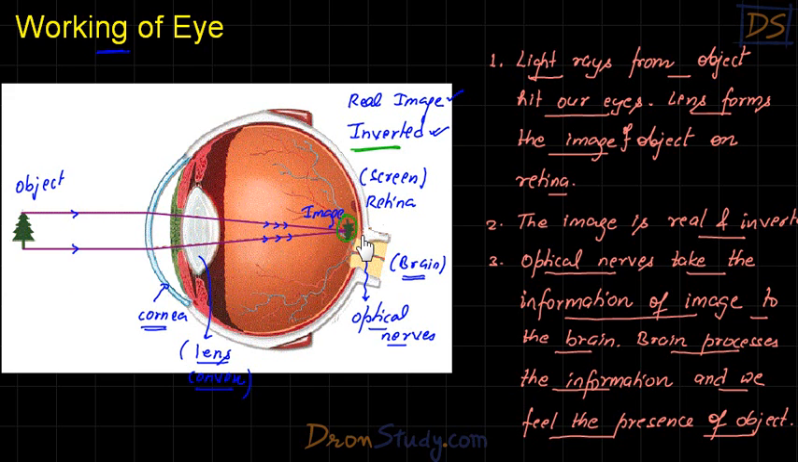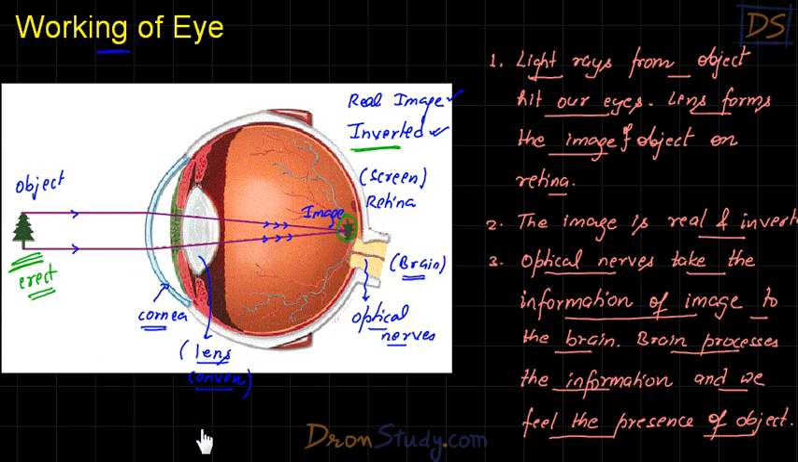But students, you know that that is not something that happens in our day-to-day life. If we look at a tree, we'll see it erect, right? So what is going on here? If the image in our eye is inverted, how are we able to see an erect object in our day-to-day life?